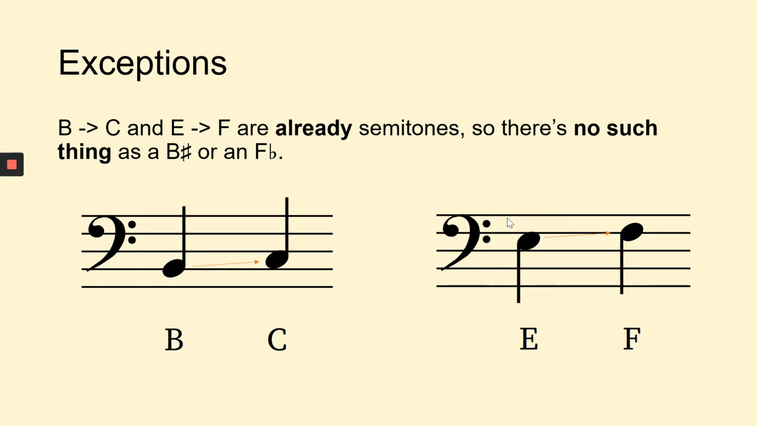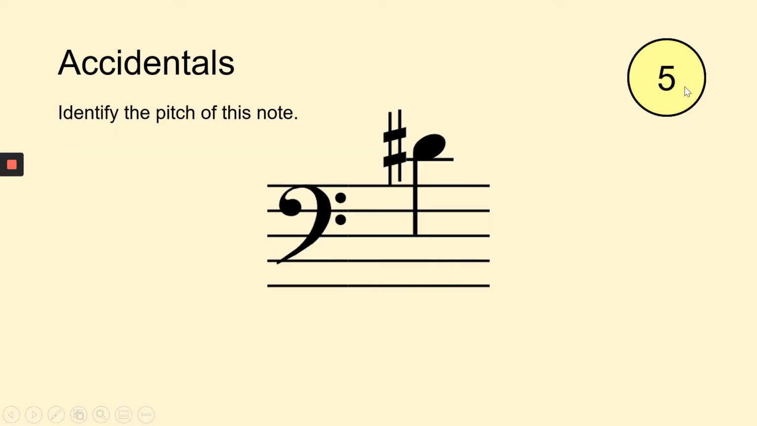Okay, that's accidentals. Let's start applying accidentals to our ledger line practice. We are going to be doing ledger lines in bass clef. So think about your bass clef notes. What is this pitch? So using our process, we can identify this as being a B, and then we're going to add a sharp to it. So it's going to be a D sharp. A, B, C, D, D sharp.